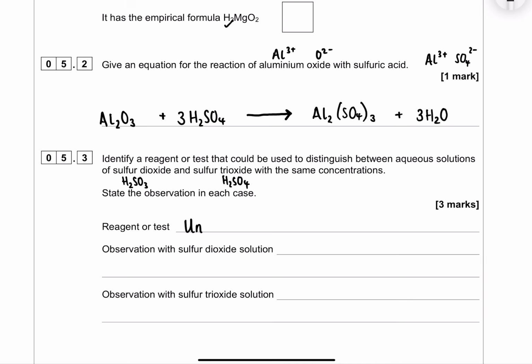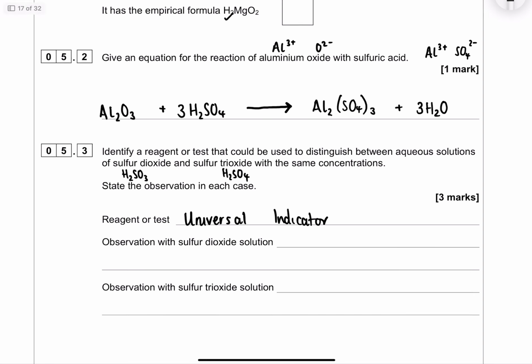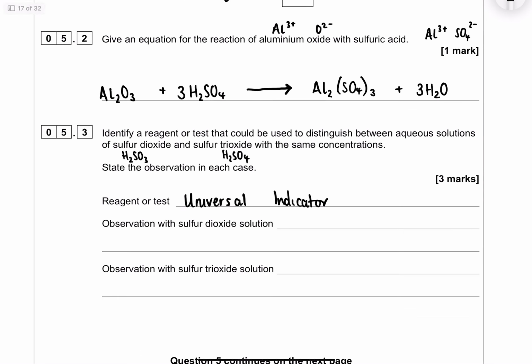So we could use universal indicator. We could use a pH meter. If we were to use a pH meter, our weak acid would be like pH 3 maybe, and our strong acid would be like pH 1. With universal indicator, our weak acid would be an orange colour, and our strong acid would be a red colour.